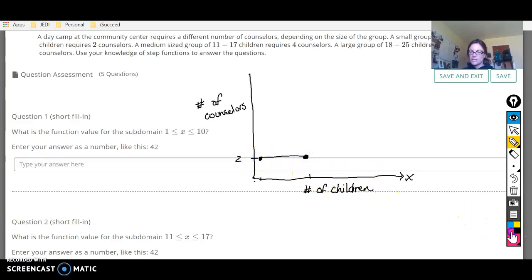11 to 17 children requires 4 counselors. So 11 is here, and we're going to 17, which is here. And then last but not least, 18 to 25 is 6 counselors.